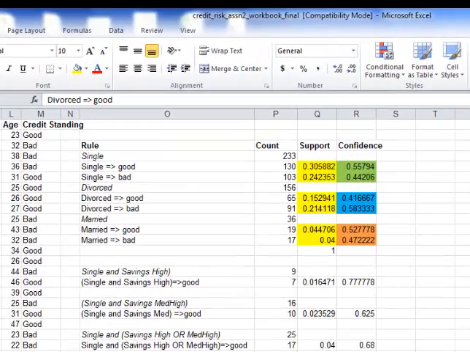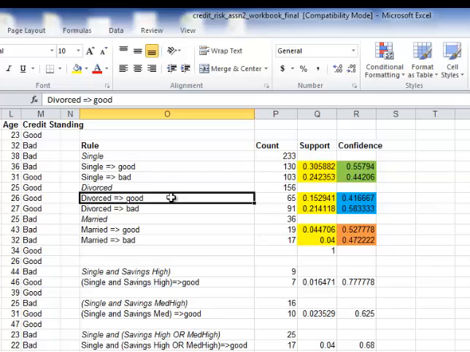Let's consider a second rule. Let's consider the rule, if divorced, then credit is good. The confidence for this rule is 0.4166, or roughly 41.6%. And what that says is, if you are divorced, then there's a 41.6% chance that your credit standing is good. On the flip side, if you're divorced, then the probability that your credit standing is bad is 0.583, or about 58.3% of the divorced people had bad credit.